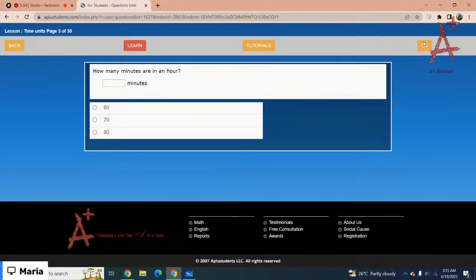How many minutes in an hour? In an hour we have 60 minutes. Got it? How many days in a normal year, not a leap year? So, which is the correct option? It would be 365 days in a normal year. Got it?